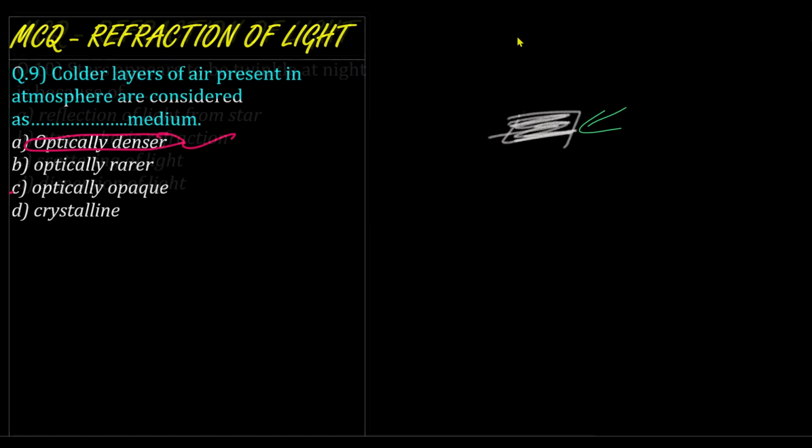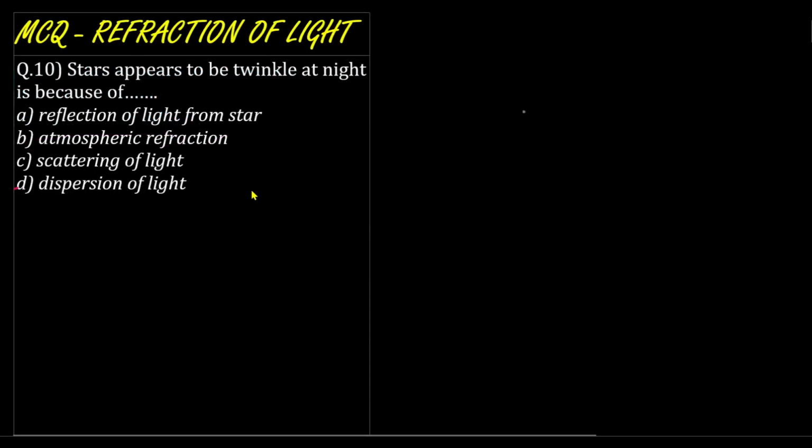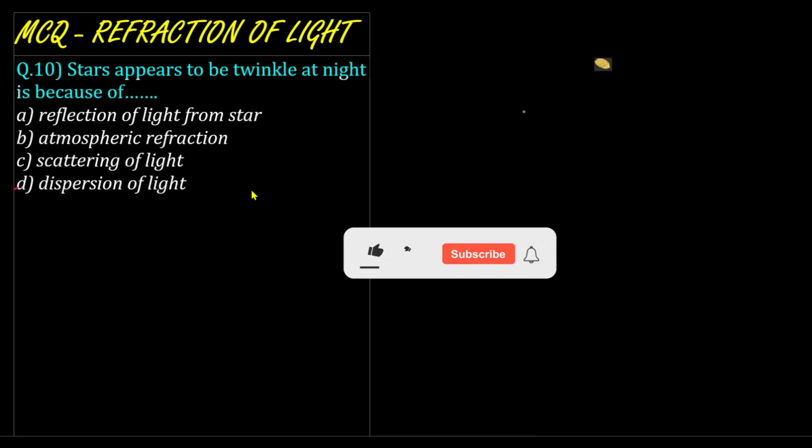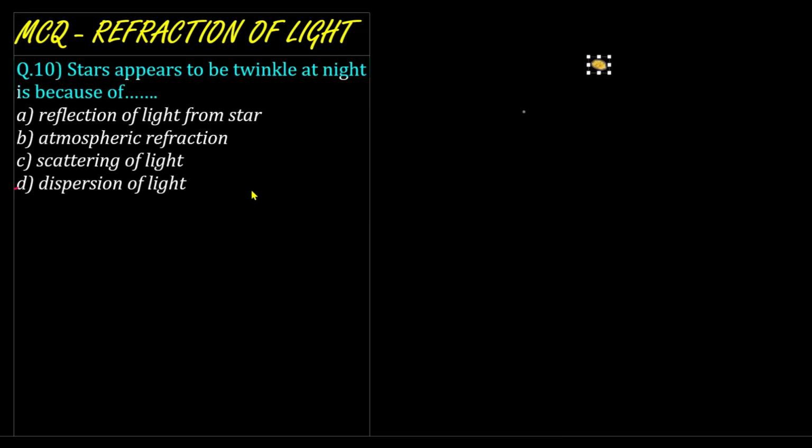The next question, number 10, says stars appear to twinkle at night because of it. Well, you should know that there are several phenomena involved in the twinkling of stars. One is that the star acts as a point source of light, and second, the apparent position of the star is slightly raised above, and there are other things as well. But what is the most important thing here? Clubbing all these factors together, we can say that it is due to atmospheric refraction.